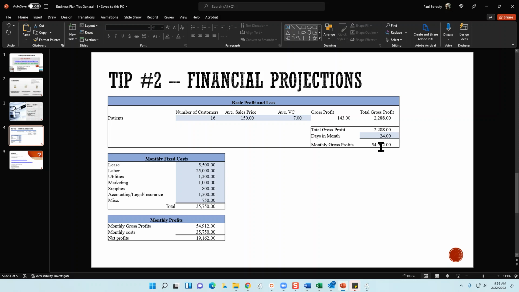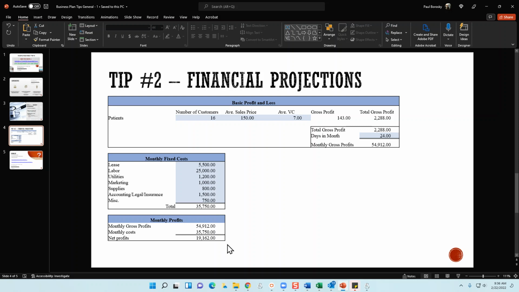We're going to then take that monthly gross profit, stick it down here into our monthly profit section, and tackle our monthly cost. For the monthly cost, we're going to identify our leases, labor, utilities, marketing, supplies, accounting, legal, insurance, and the miscellaneous. All those wonderful little costs added together, I'm estimating for this hypothetical situation, $35,750. Once we get our monthly fixed cost, we're going to plug that number right below the monthly gross profits. Then we're going to deduct that number, $35,750, from the $54,912, which gives us a net profit of $19,162. So what do all of these numbers mean to us?